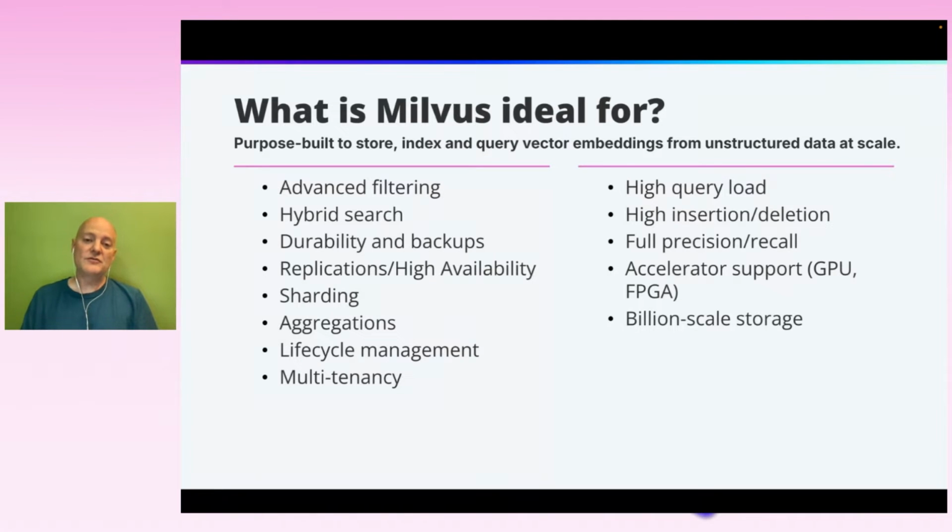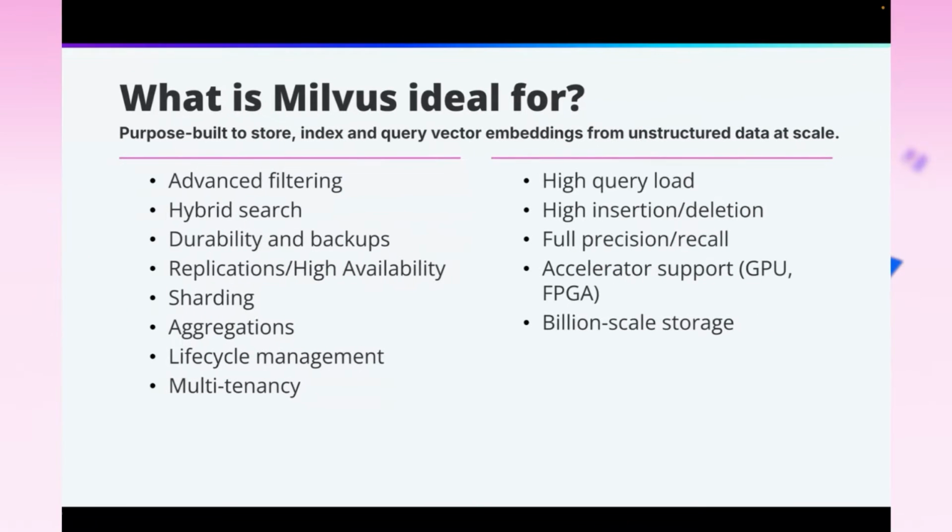Now, what might you want to use Milvus for? It's been designed to store, index, and query vector data for any kind of unstructured data at an enormous scale. It has features like advanced filtering and hybrid search, so you could search on a vector plus something else, maybe search on an image plus a description of it, or some other fields related to date or time, whatever other more structured fields you might add to your vector.